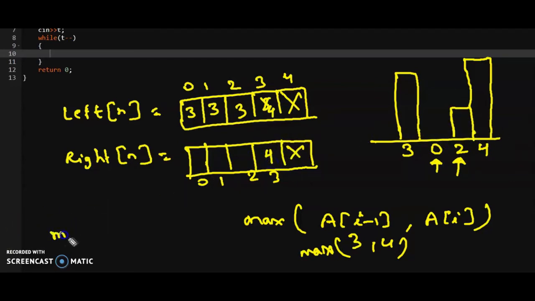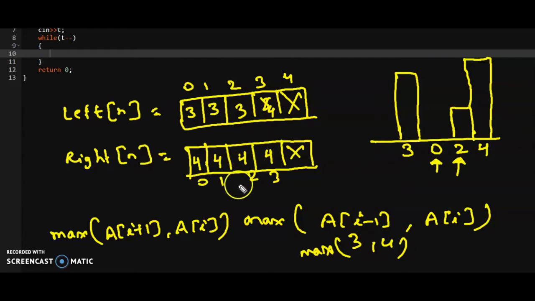Now here I will compare max of a of I plus 1 comma a of I, because I am coming from the back side, right? So for this element, the 4 itself is the maximum, right? So I am writing 4 here. Now come to 2. So I will compare the maximum in the right, that is 4, and 2 itself. So it is 4 for this, and for 0 the same 4, and for 3 also 4, right?